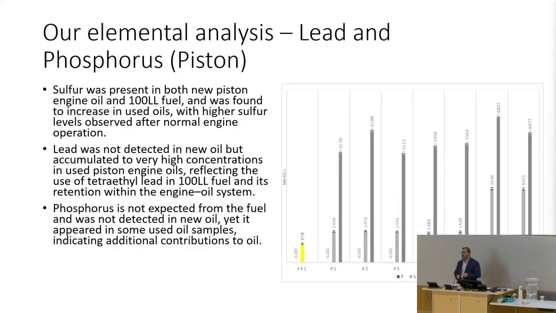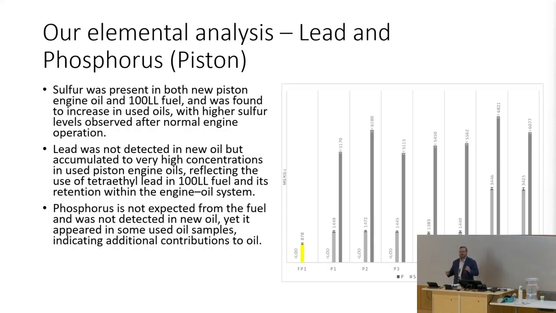Where it gets more interesting is when we look at the elements that weren't in the routine analysis. This is an example from our piston engine aircraft. We see increases in sulfur. More sulfur is permitted in aviation fuels than in typical fuels, so that's not entirely unexpected. What was a little unexpected was that we found a bunch of lead. I'm not talking a little bit of lead. We found over 6,000 milligrams per kilogram of lead in each of our samples.